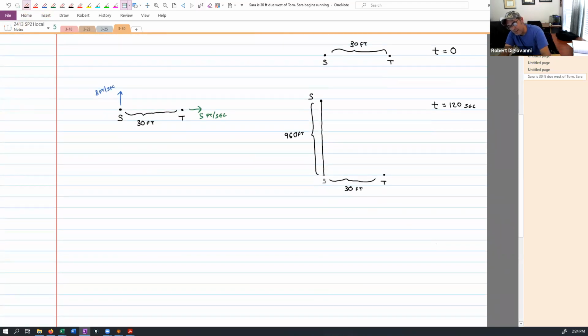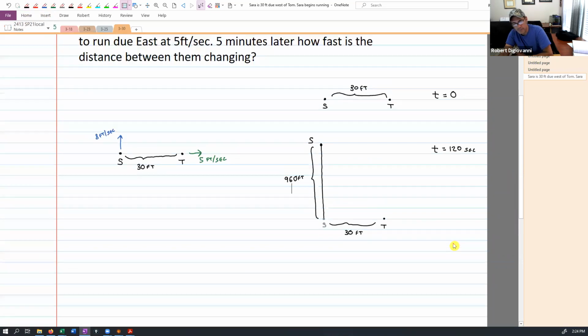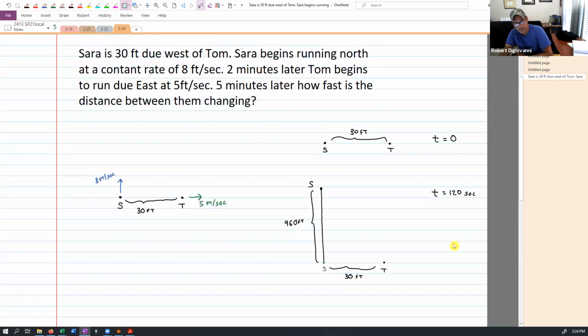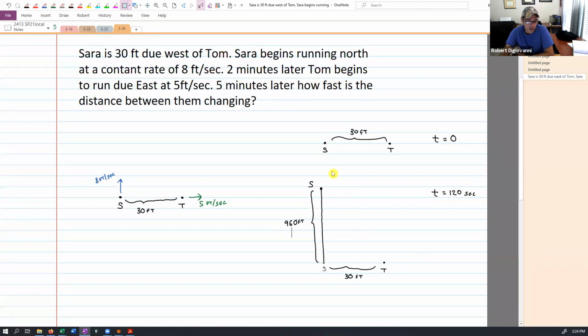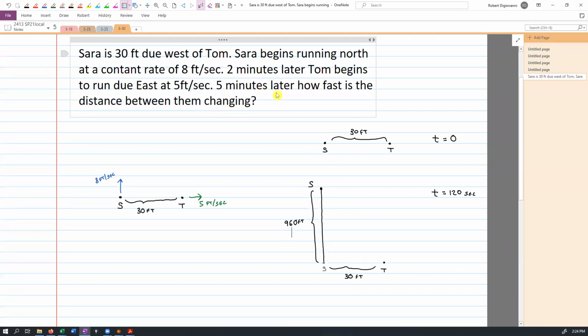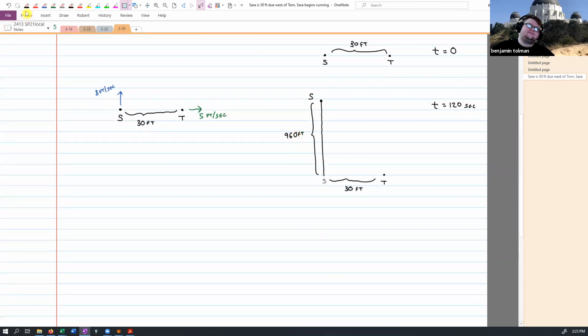All right, so now he takes off when? Well, 2 minutes later, Tom begins running. So it's at this moment right here that he starts running to the right. So what's our next moment in time that we're interested in or that we know about? 5 minutes after that. 300 seconds. 5 minutes after that. So that would be our next moment in time.